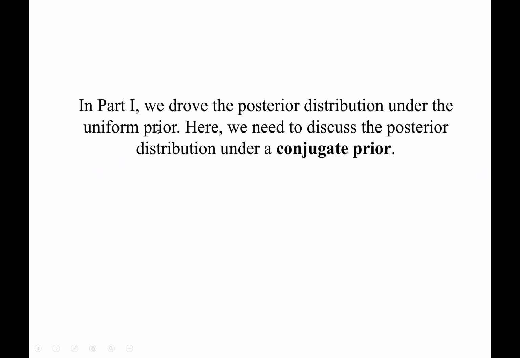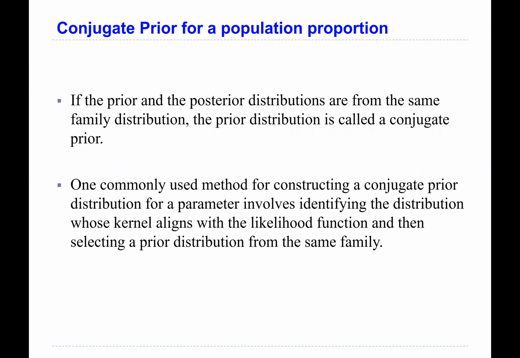So again, in Part 1, we derived the posterior distribution under a uniform prior, but now we need to discuss some alternatives like the conjugate prior. So we need to know, what do we mean by conjugate prior? Is the uniform distribution a conjugate prior? It is not a conjugate prior. So what do we mean by conjugate prior?